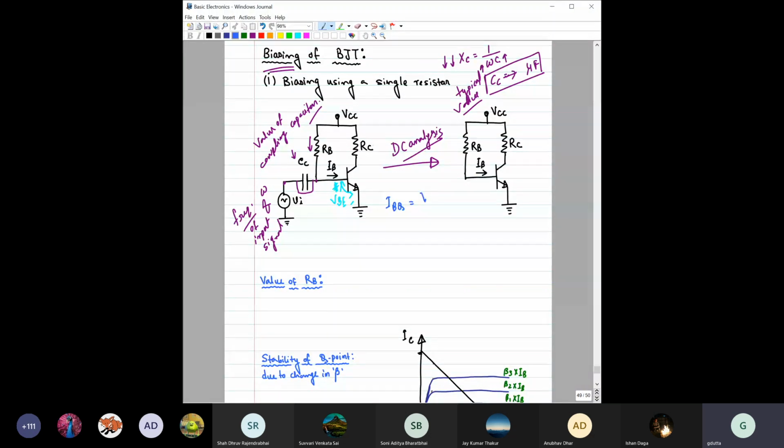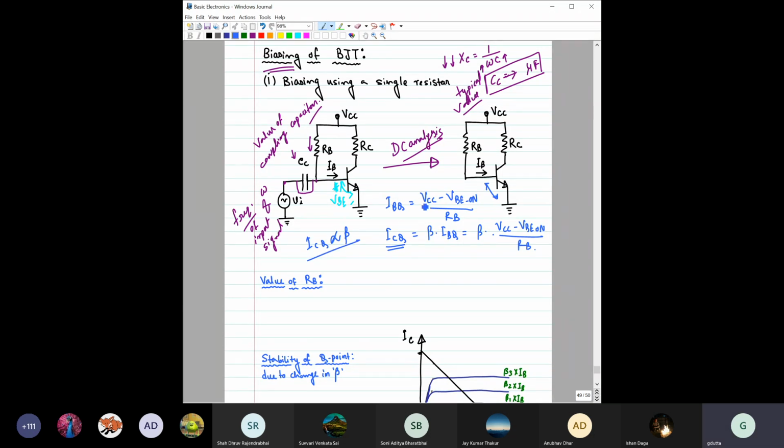So what will be the value of IBQ? It will be VCC minus V of BE on, divided by RB, right? Then what would be this ICQ? ICQ would be equal to beta IBQ, which will be equal to beta into (VCC minus VBE on) by RB, right? So you can see from here that this ICQ is now proportional to beta.